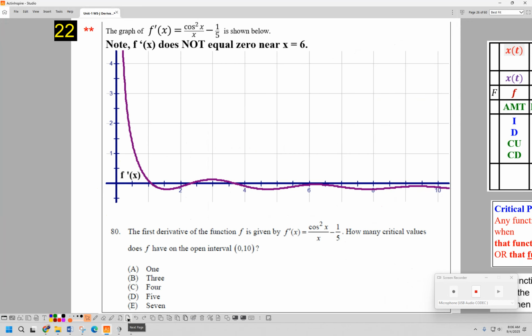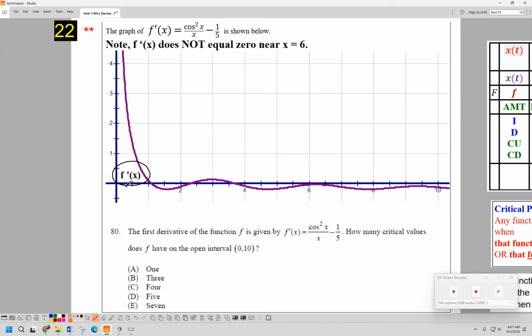This is f prime. Okay? You're supposed to look at f prime and figure out where f would have a critical point. So raise your hand. Tell me the x coordinate where f will have a critical point based on this graph of f prime. About half of you. About half, not too bad.